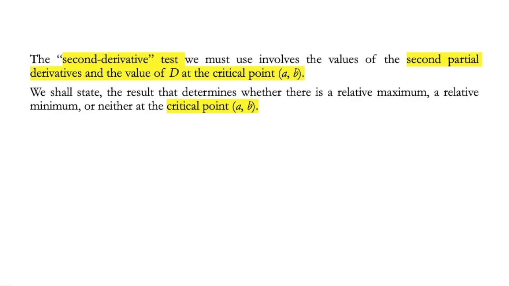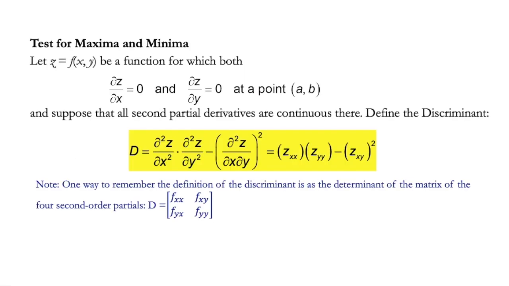And then, as in the one variable case, for more than one independent variable we must also have a second derivative test. The second derivative test involves the second partial derivatives as well as the value of D at the critical point A, B. We get the value of D. So, how do we do it? Let's look at this in detail. We need to do tests for maxima and also minima.